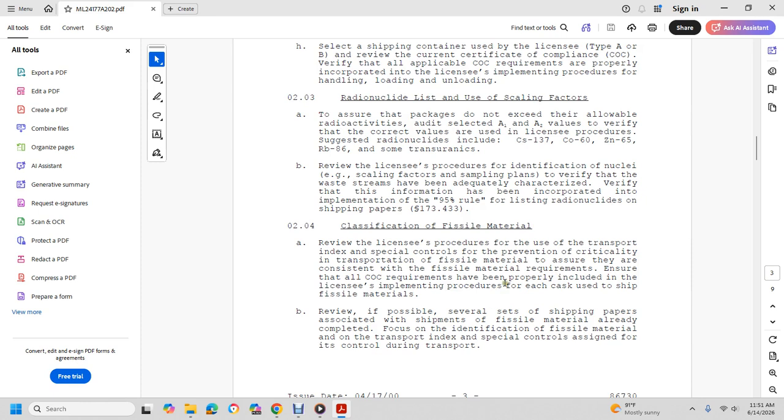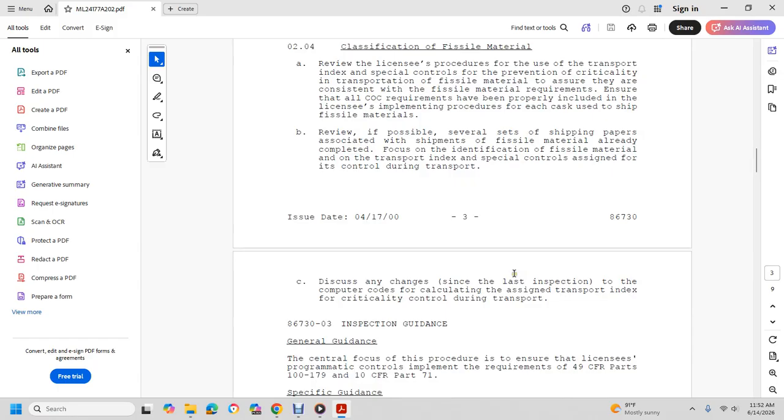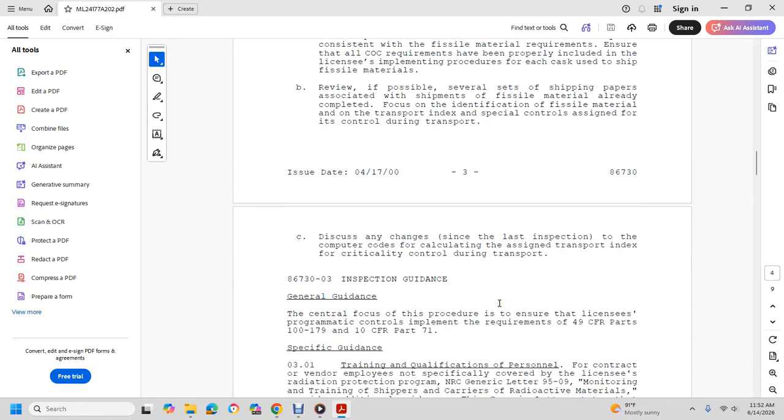The end of the license implementation procedure: with each of the casks using the ship, review the possible tests of shipping papers associated with the shipment of physical material already completed, with focus on the identification of physical material and the transport index special controls assigned for it during transportation. Discuss any changes since the last inspection. Two, with the computer code for the calculator, the assigned transport index and critical code during transportation.